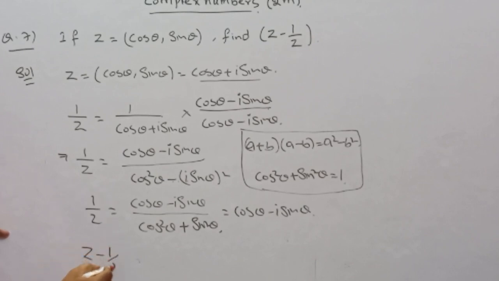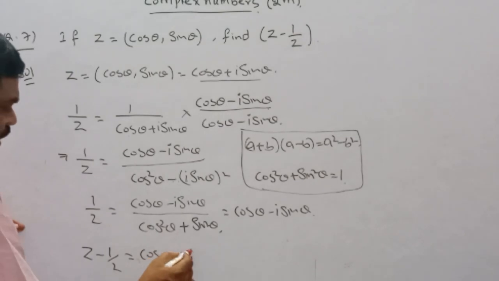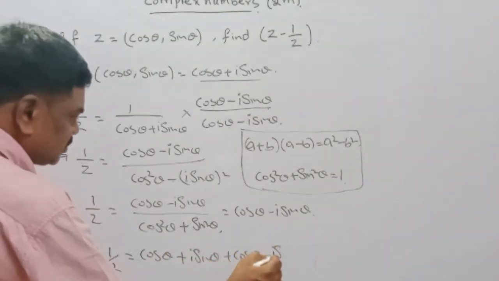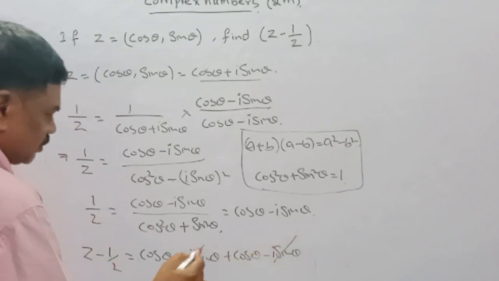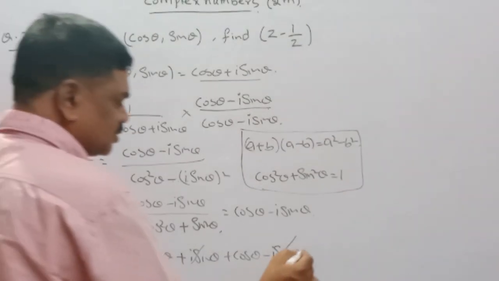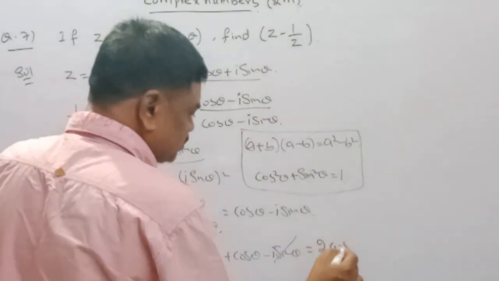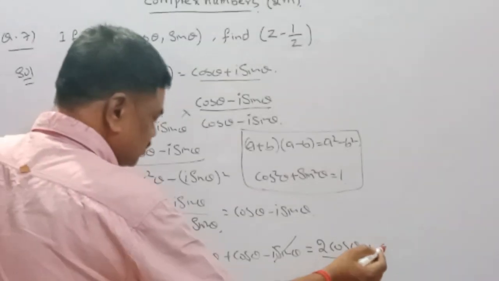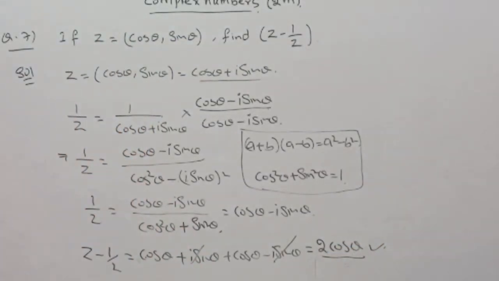So z minus 1 by z is equal to cos theta plus i sin theta plus cos theta minus i sin theta. Minus i sin theta plus i sin theta cancel, cos theta plus cos theta is 2 cos theta. z minus 1 by z is equal to 2 cos theta. Answer. Okay, all of you?